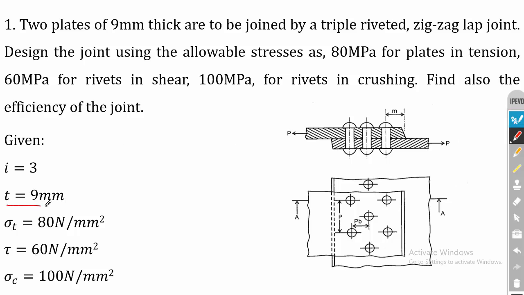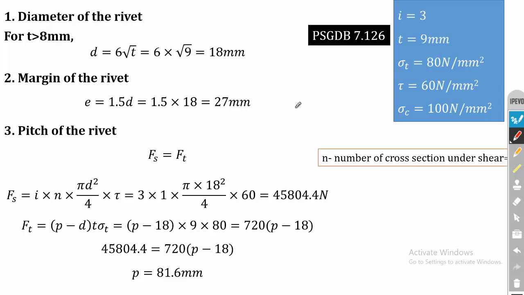And the T is directly given. As I told you earlier, for lap joint you don't need to calculate the thickness of the cover plate, because for lap joint there will be no cover plate. So you can directly start from point number 2, that is the diameter of the rivet. I have considered point number 2 as 1. So the first point is the diameter of the rivet.